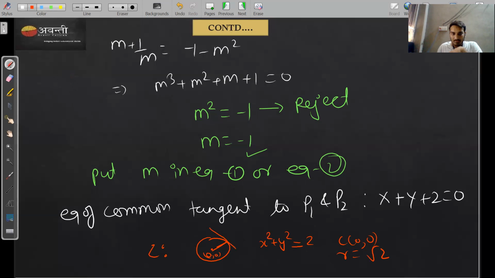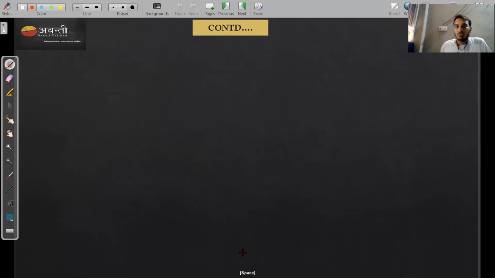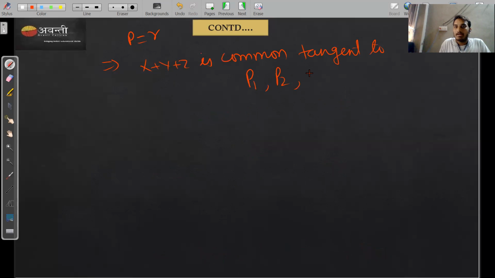And check if this equation is the tangent to the circle, then distance equal to r, right? And now check the distance. Put the 0, 0 and check the distance. You get p equal to r. Okay, so p is equal to r. It implies x plus y plus 2 is common tangent to P1, P2 and circle C. Okay. So now you have the common tangent, right?